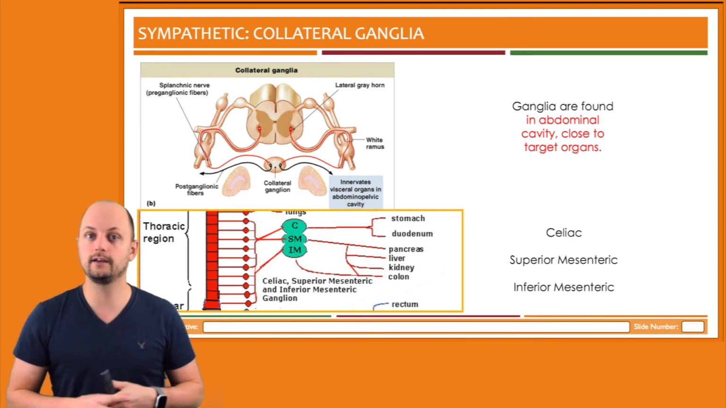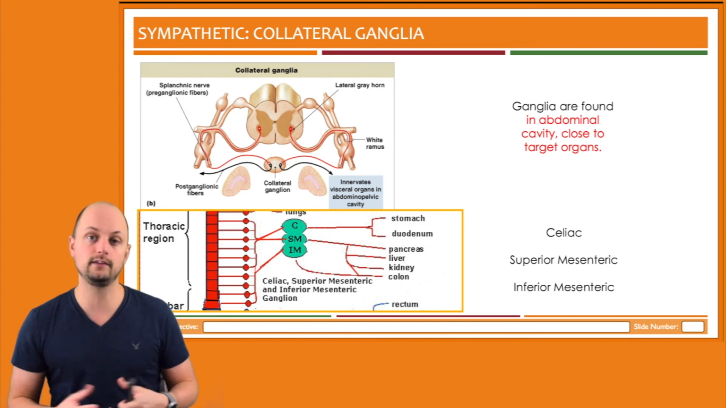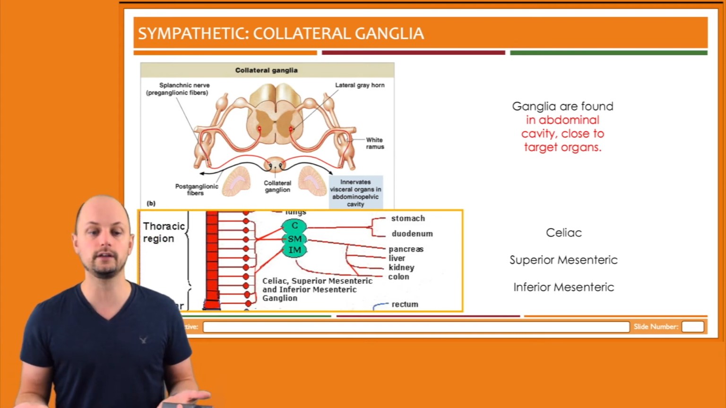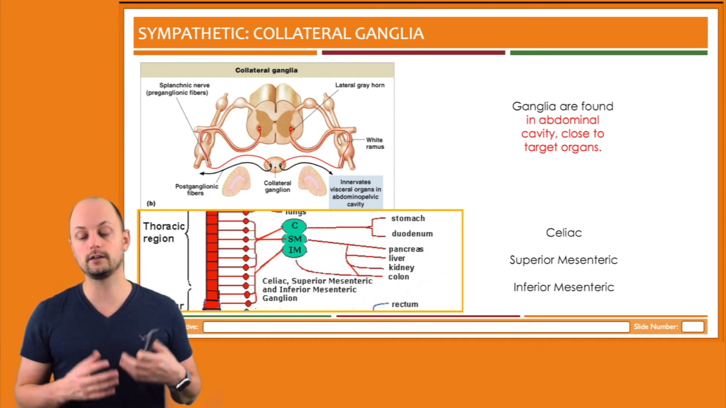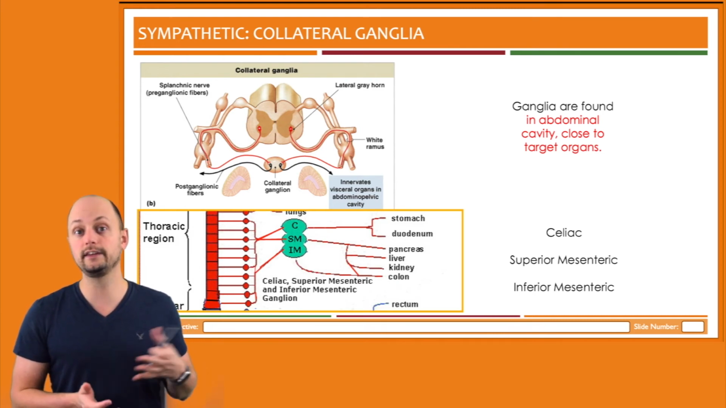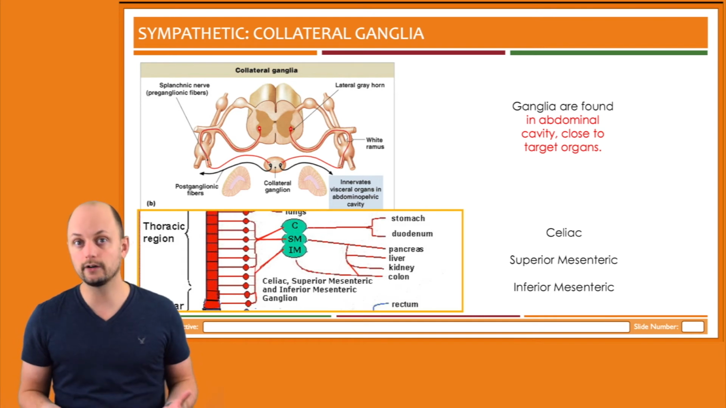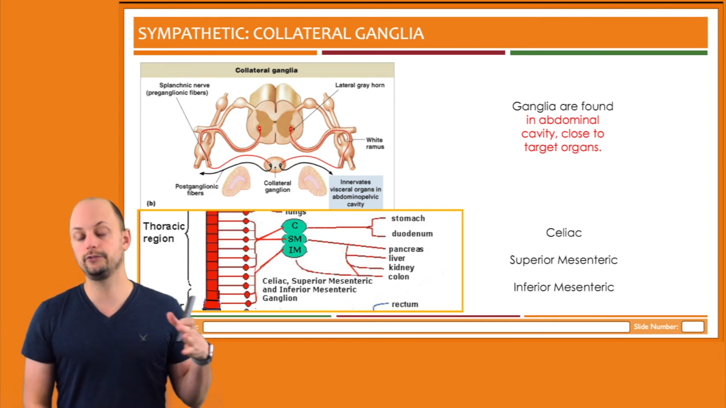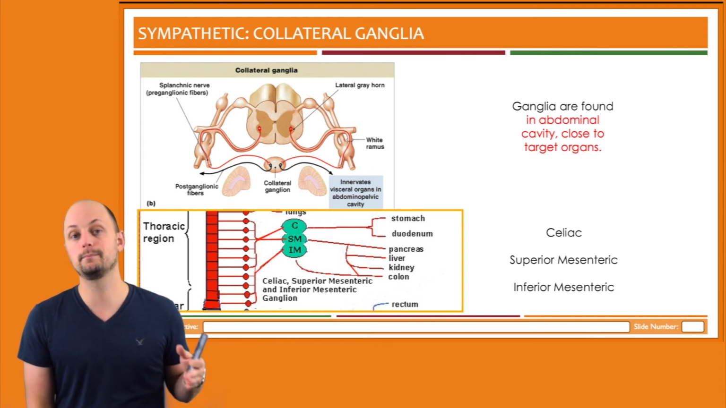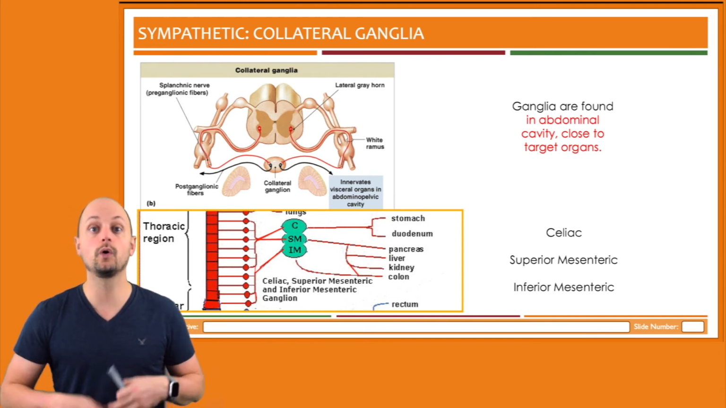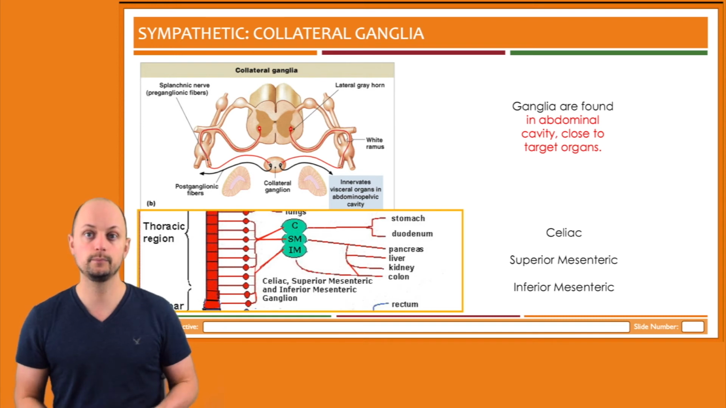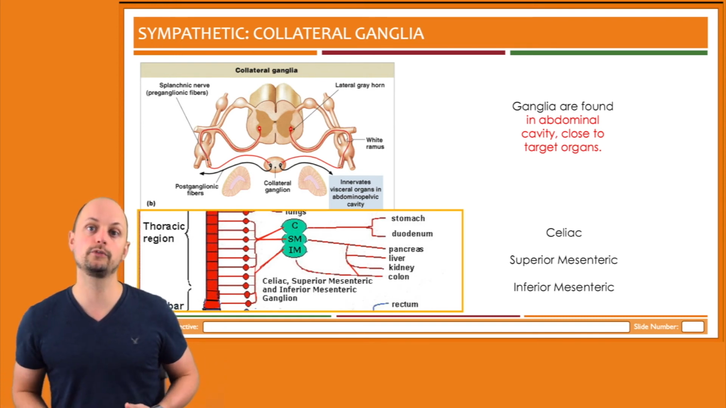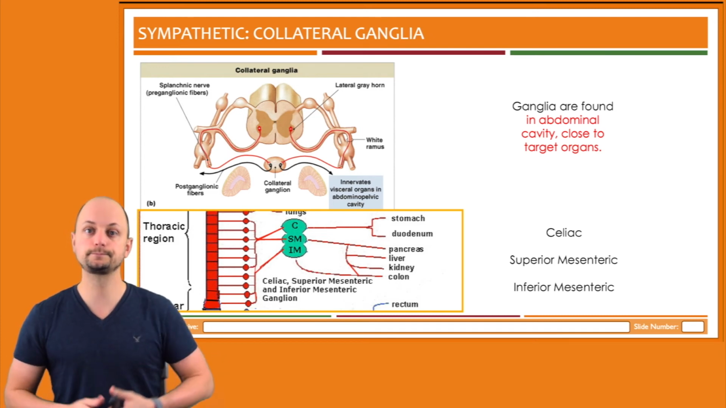You can remember this because if you've ever heard of celiac disease, you know that it's an issue affecting the digestive system primarily. And one of the collateral ganglia is the celiac ganglia. The term mesentery refers to connective tissues in the gut, and that's why we have a superior and inferior mesenteric ganglia. So all of these are collateral ganglia. But again, there's just a handful of them. Most sympathetic output comes through the sympathetic chain instead.